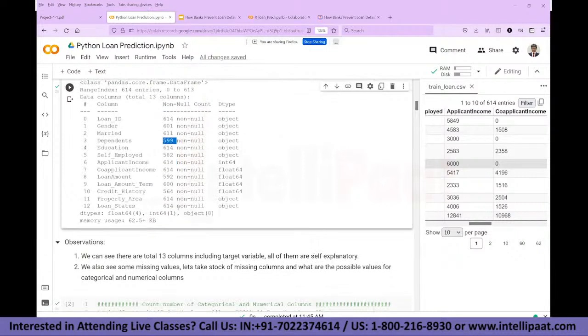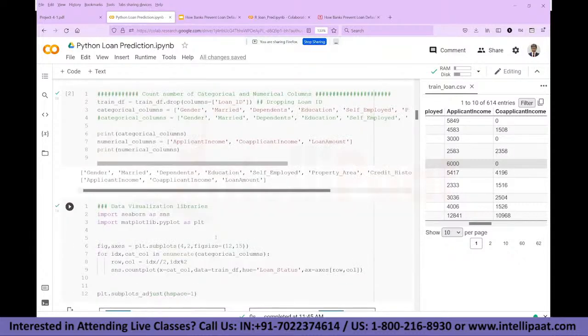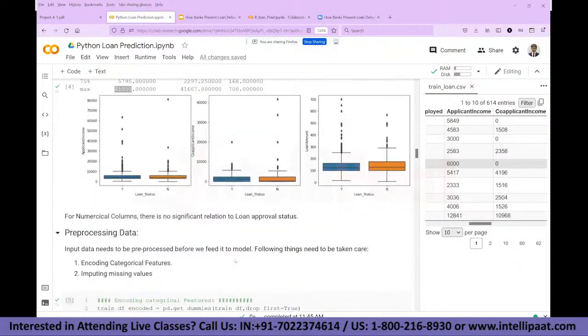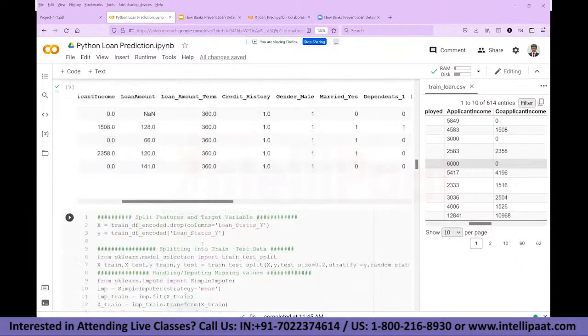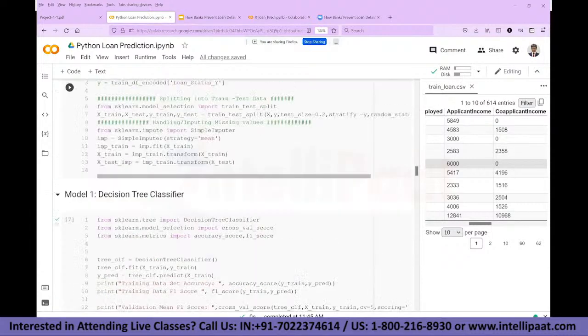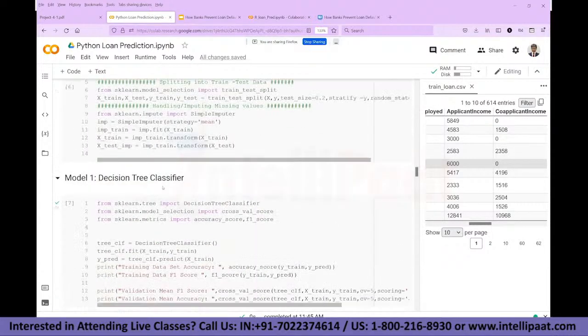Similarly, if I look at loan amount, 592 entries have been given. What happened to the rest of the entries, the 21 or 22 entries? So I need to fill those missing values as well. I'm filling those missing values using simple imputer or mean imputation, for x train and x test, both. So I fill those missing values for x train and x test.